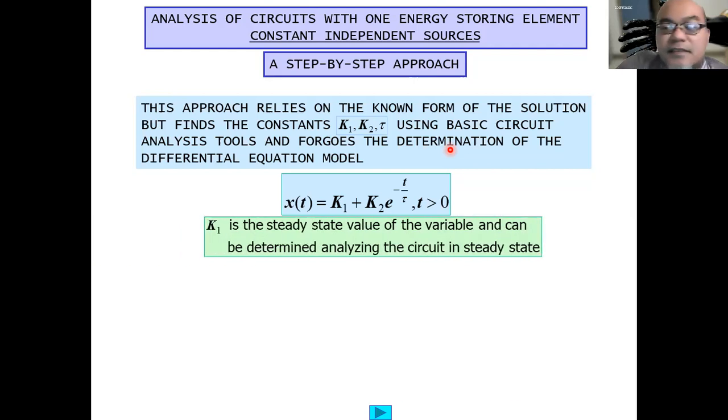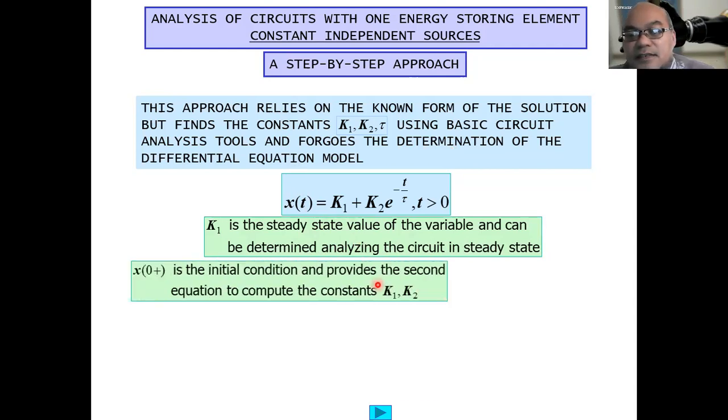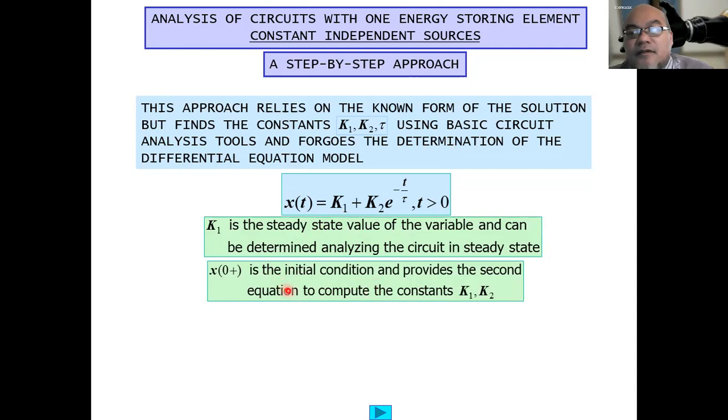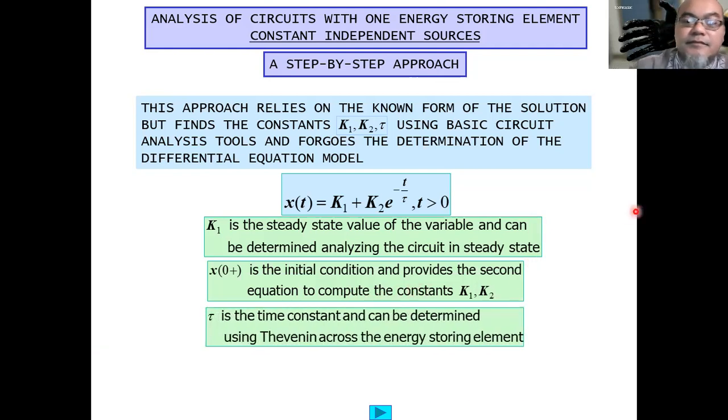K1 is the steady state value of the variable, which can be determined by analyzing the circuit in a steady state. And the initial condition is usually given by the problem. So with this initial condition, x(0+), you can compute the constants k1 and k2. Tau is the time constant, and it can be determined using the Thevenin equivalent across the energy storing element.